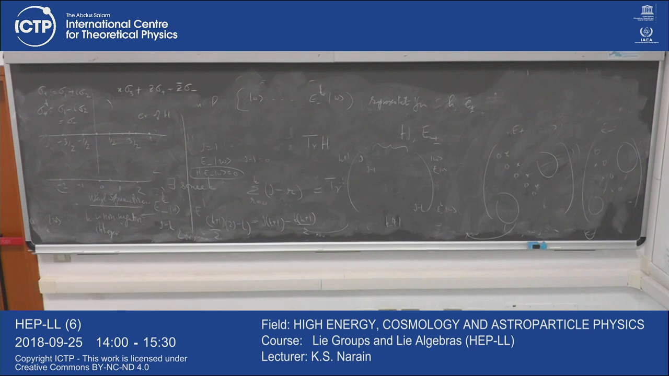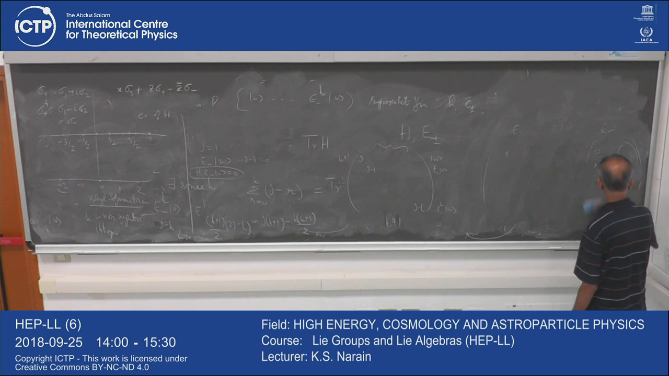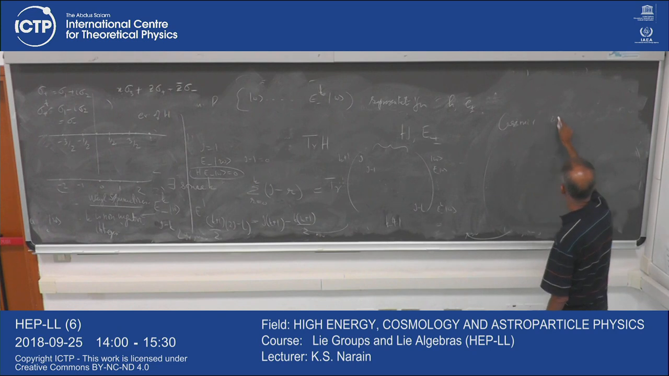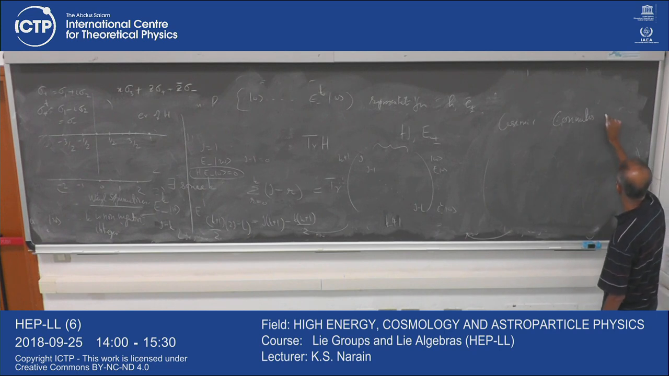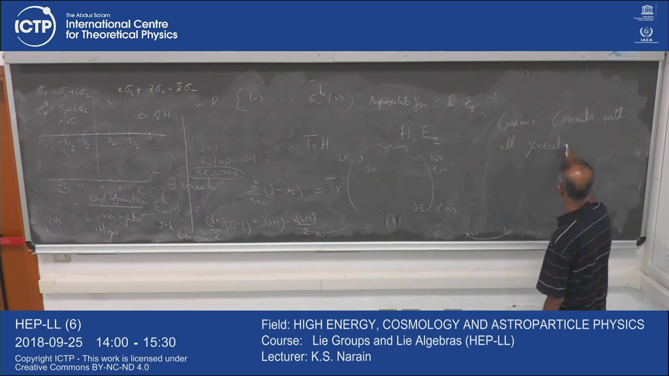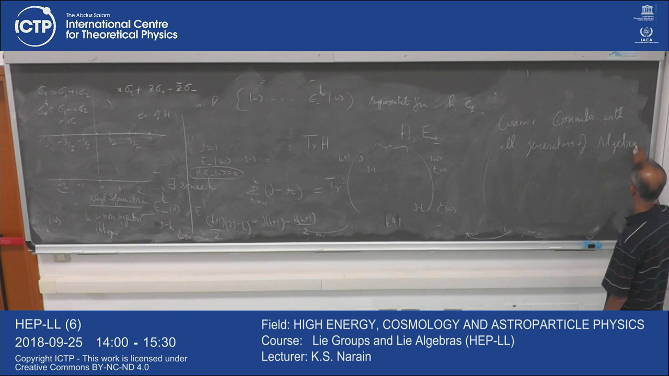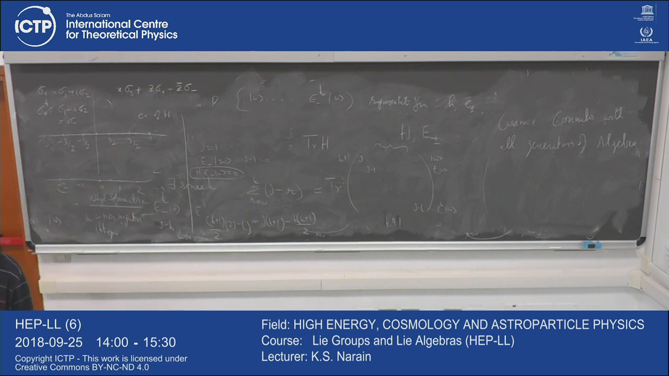Okay, let me just quickly do the Casimir, because actually we'll not be talking too much about the Casimir, but just because you have seen this in quantum mechanics and so on, the Casimir operator. The Casimir operator is something which commutes with all the generators of the algebra. So in the SU2 case, it should commute with the H, sigma plus, and sigma 1, sigma 2, sigma 3. All of them should commute.